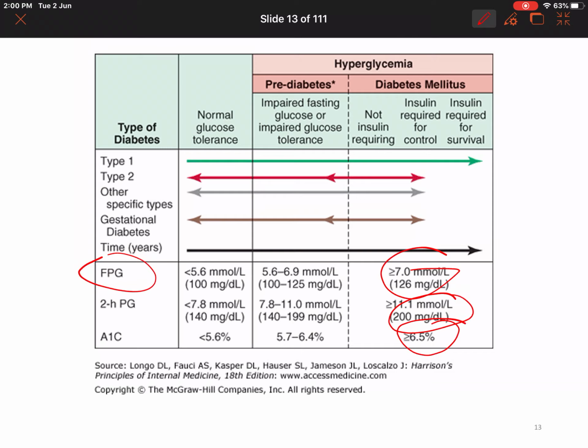Then what is between 100 to 125? This is called pre-diabetes. If fasting blood sugar levels are between 100 to 125, it is pre-diabetic. Postprandial between 140 to 199, it is pre-diabetic. HbA1c between 5.7 to 6.4, it is pre-diabetic.